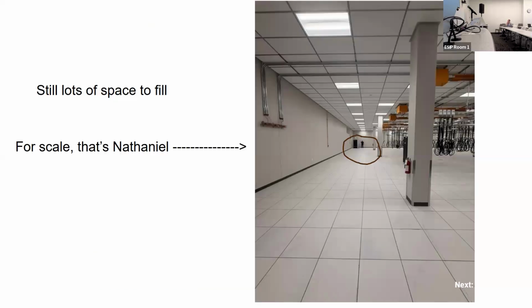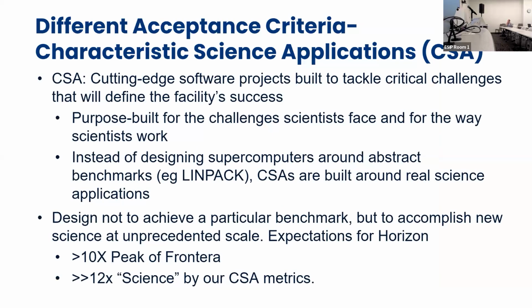There's a lot of space to fill. This is Nathaniel, who is pretty well known around the HPC circles. He's 6'2". So we have a lot more space in this facility. In part, we're north of where we are now for the power consumption.